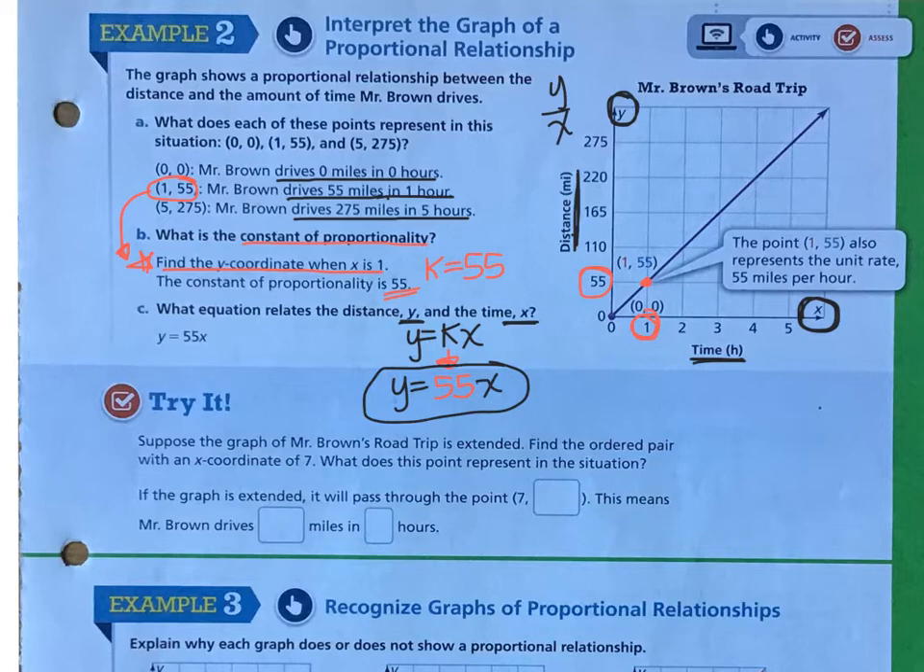Now let's take a look at the try it question. Suppose the graph of Mr. Brown's road trip is extended. Find the ordered pair with an x-coordinate of 7. What does this point represent in the situation? Well, the x-coordinate of 7 means that the time in hours would be 7 hours.